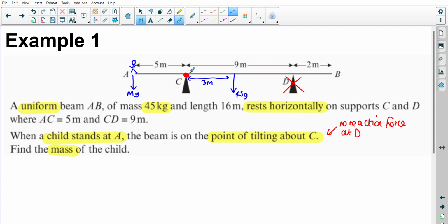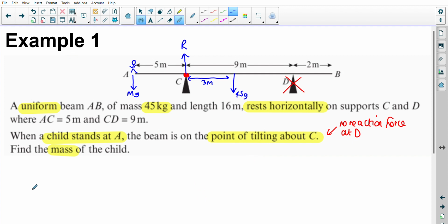So I will put a reaction force here for the support. Remember, everything's acting on the beam, so we're only interested in the forces acting on the beam. Right, so where do I go from here? If I resolve upwards, I've got 2 unknowns. R is going to be equal to mg plus 45g. So that's not really helpful at this point.